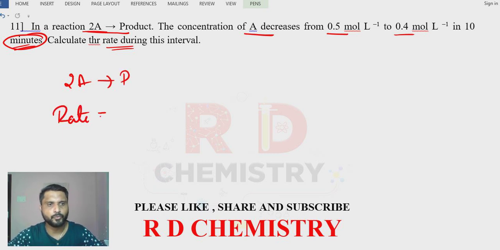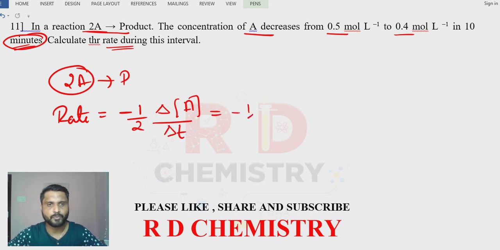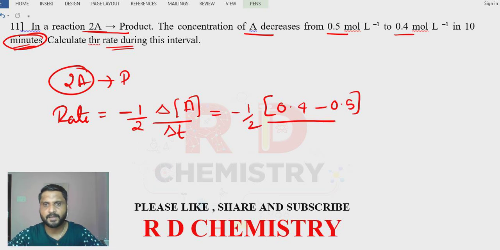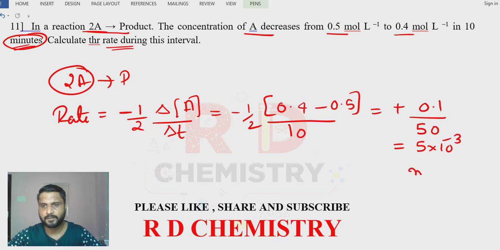Rate is equal to minus. Now there are 2 moles, so per mole you have to do 1 by 2 into the change in concentration of the reactant A divided by the time interval dt. So minus 1 by 2, the difference in concentration is final minus initial, divided by the time interval in terms of minutes only, 10. So this is equal to plus 0.1 divided by 50. So this will be equal to 5 into 10 power minus 3. So the rate is in mole per liter per minute.